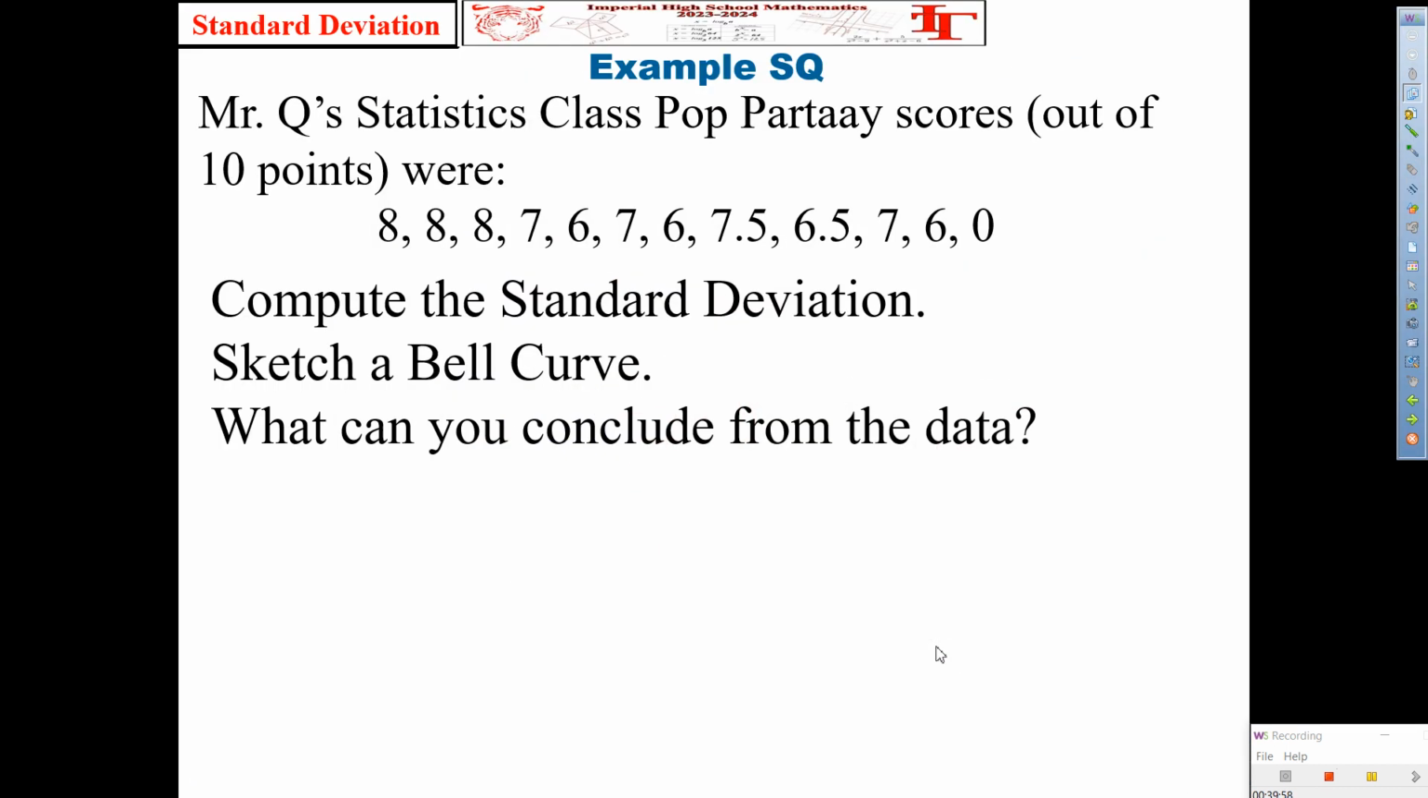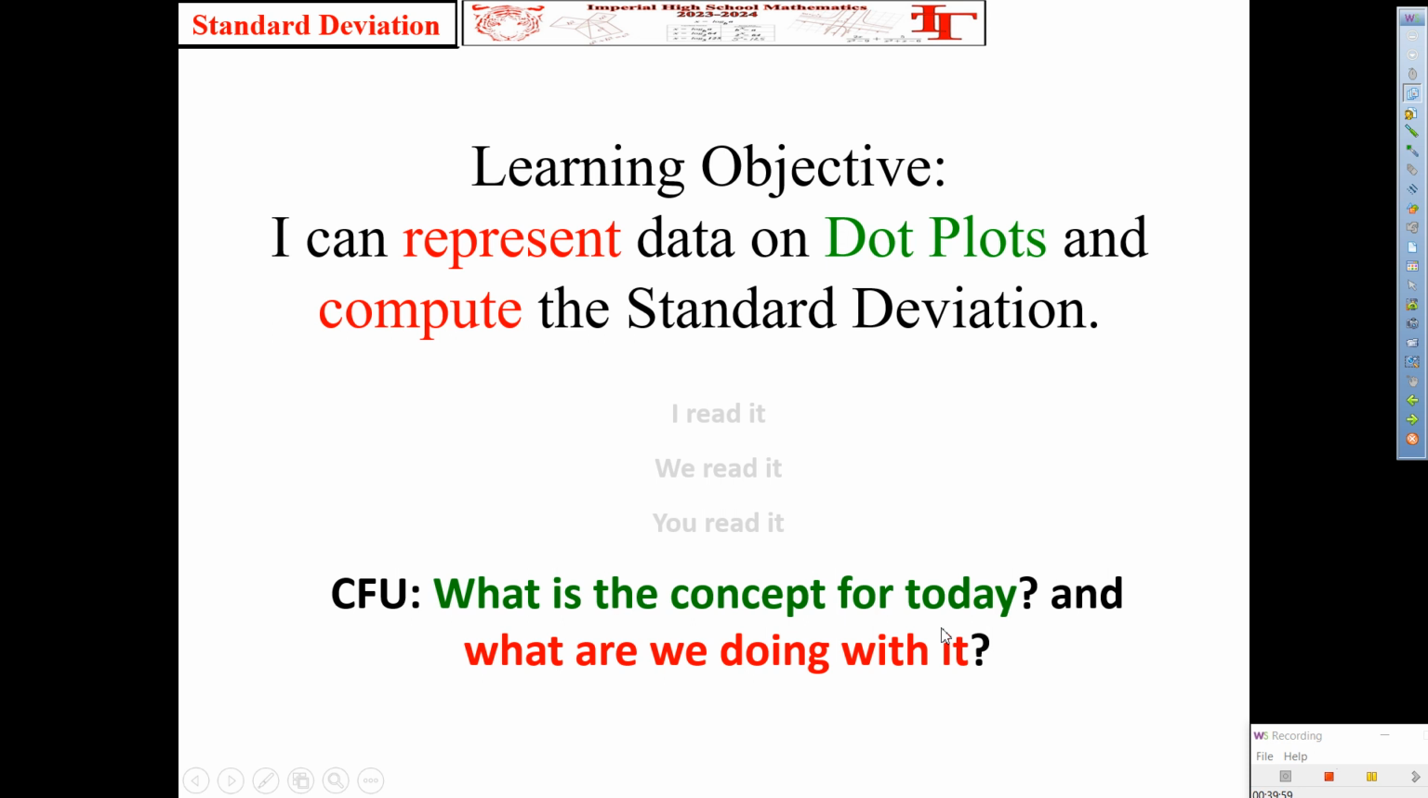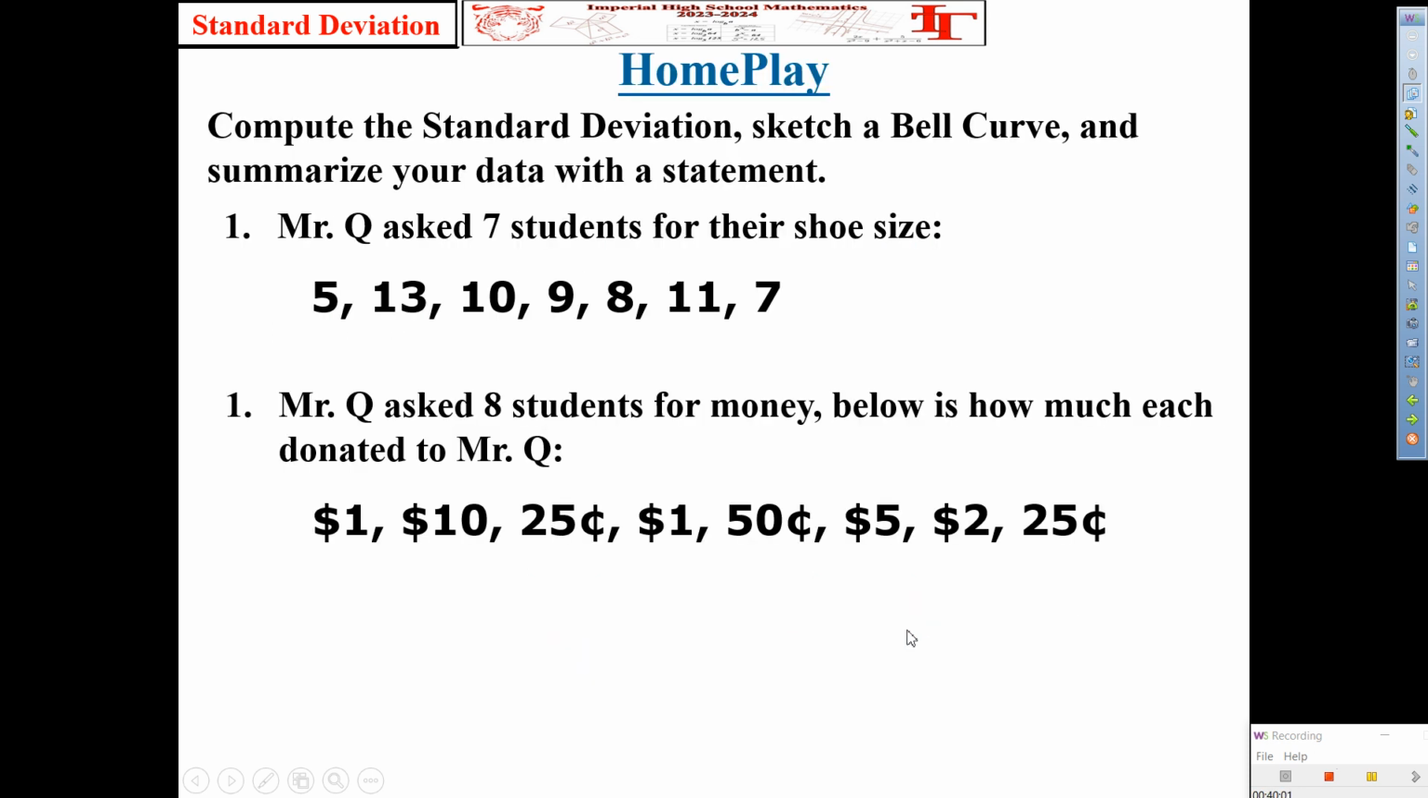Tonight's homework. Let me show you. Two problems. One, Mr. Q asked students for their shoe size. 7 students, there they are. And the other one, Mr. Q asked 8 students for money. And there it is. $10.25, and so on and so forth. Find the standard deviation and make sure you plot that on the curve.